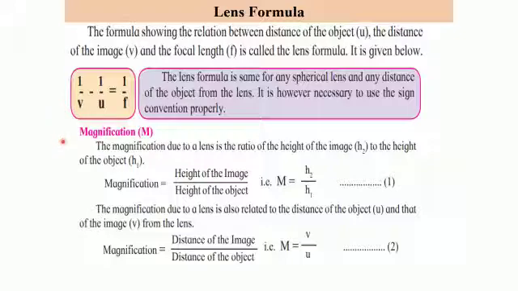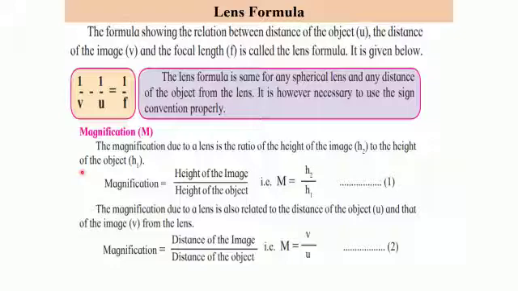The second formula that we need to learn is magnification. The magnification due to a lens is the ratio of the height of the image H2 to the height of the object H1. Now we have drawn the 6 ray diagrams for convex lenses, and you have seen how the object is placed at different distances from the lens, and as the object is brought closer to the lens, the image goes further and further away and it even gets enlarged.